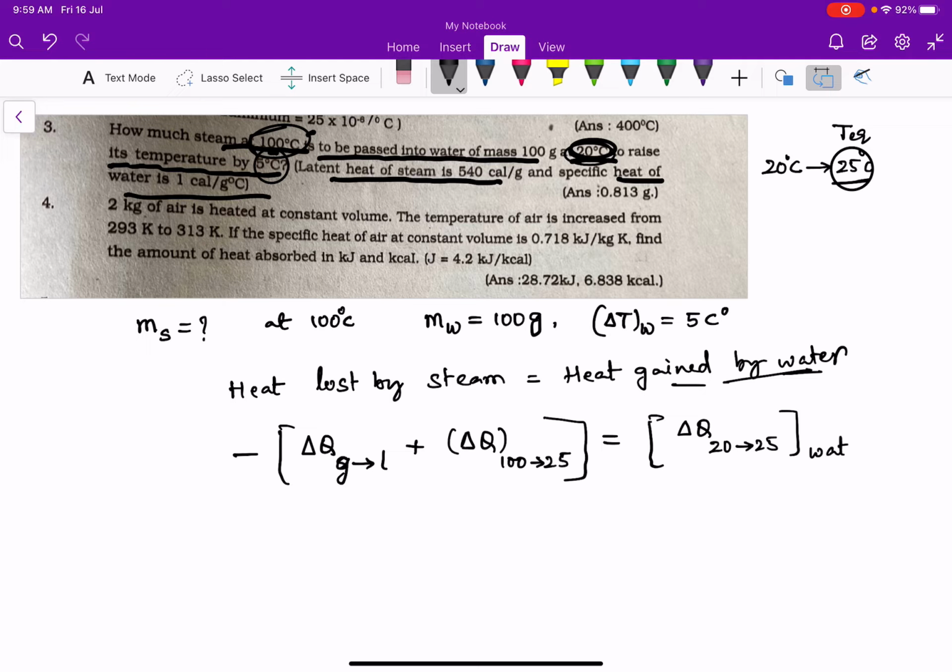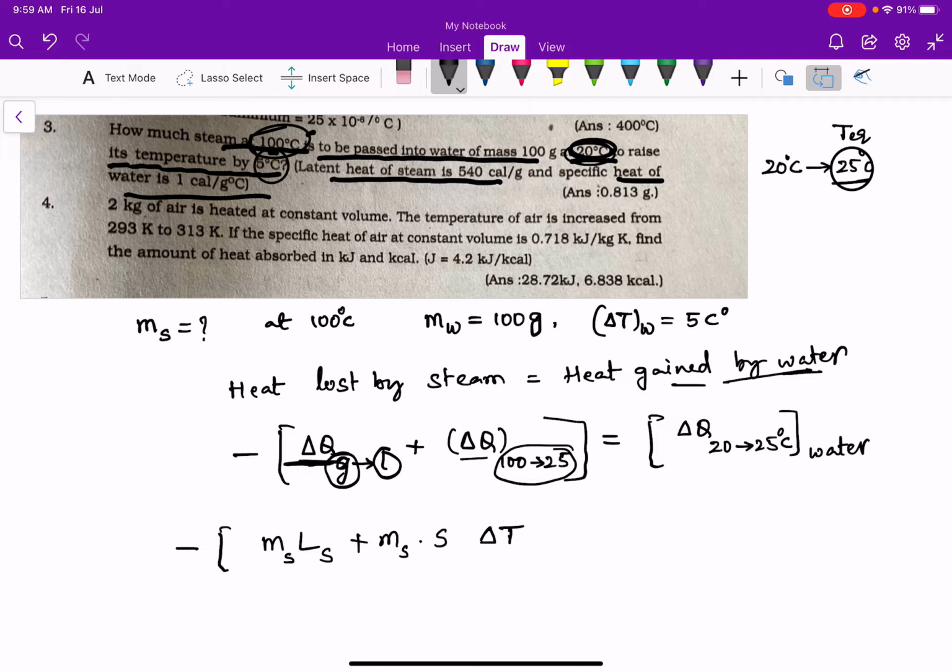This is the water, which is initially at 20 degrees Celsius. Its temperature rises by 5 degrees Celsius, which means the temperature increases to 25 degrees Celsius. So now the formula: whenever the state changes from gaseous to liquid, we apply m into L, mass of the steam into latent heat of steam, plus mass of the steam, which we don't know, into specific heat capacity. Whenever the temperature is changing, we apply the m s delta T formula.